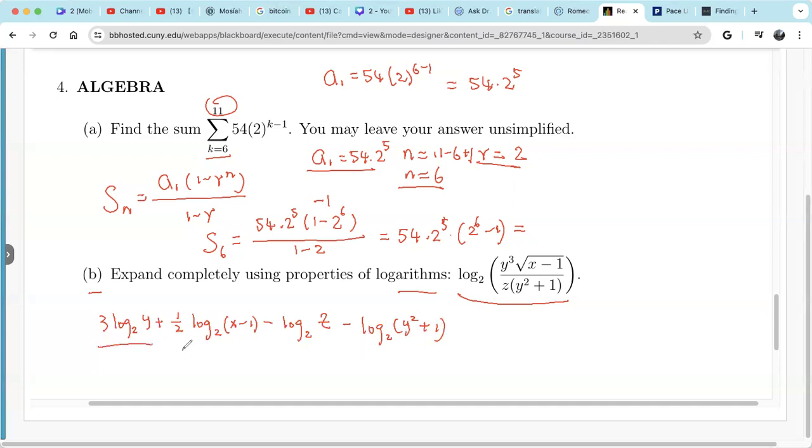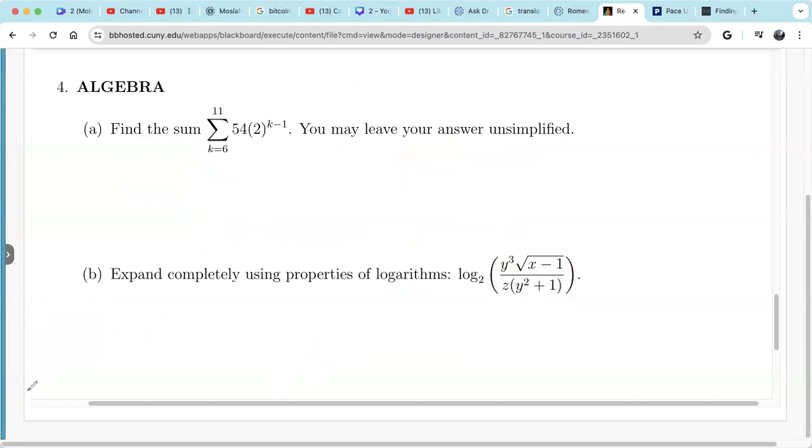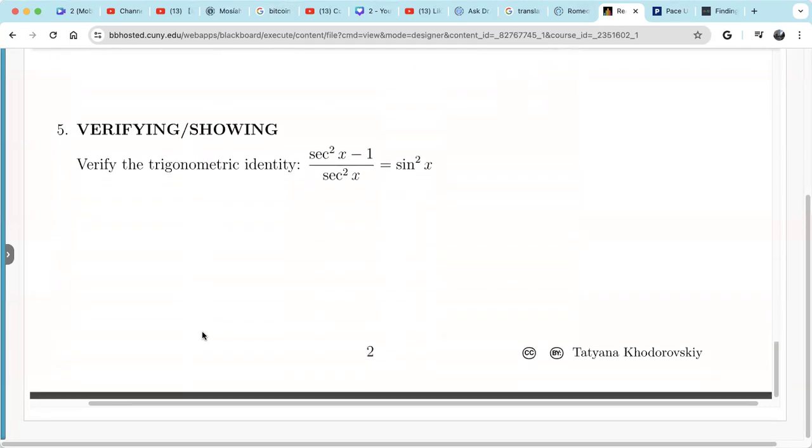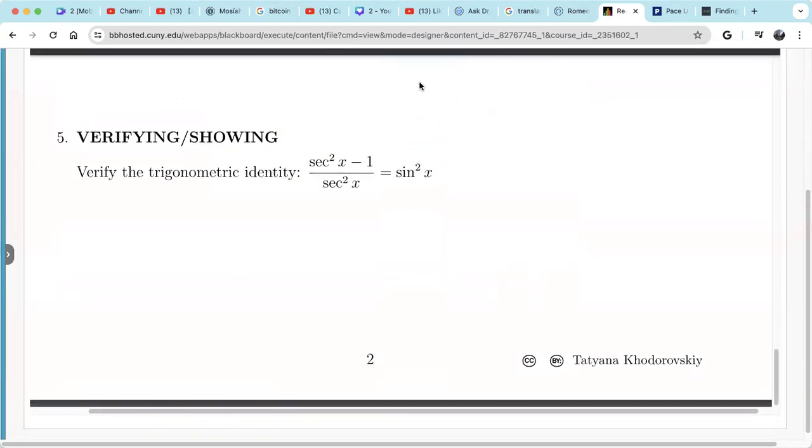So we have 1, 2, 3, 4 logs. Because here we have 2 in the numerator, the product of two things, and the denominator is also a product of two terms. So I have 4 logs. Okay, 5 is the last question.